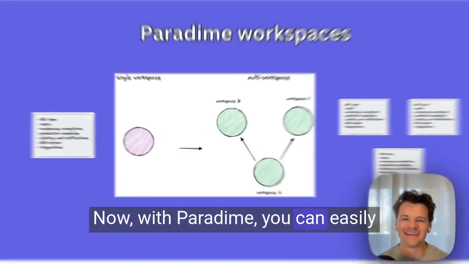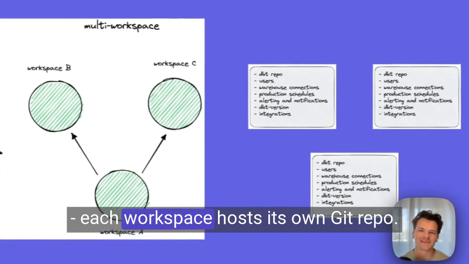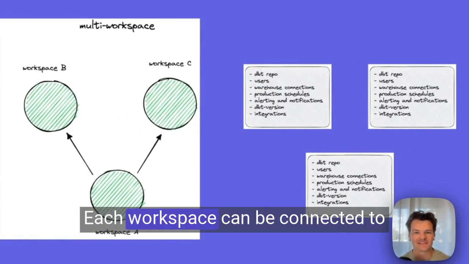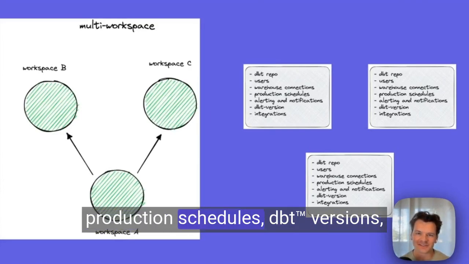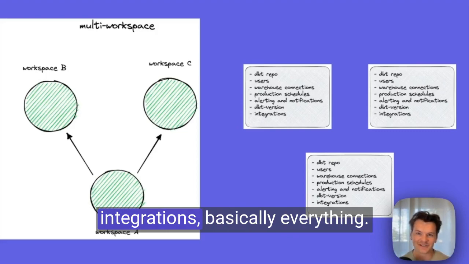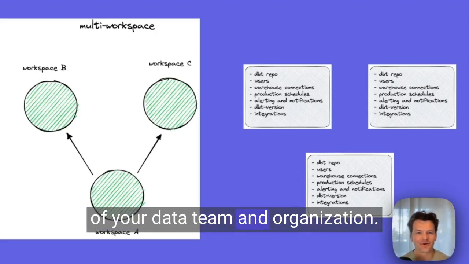Now, with Paradime, you can easily spawn multiple workspaces. And here's the best part. Each workspace hosts its own Git repo. Each workspace can be connected to one or more data warehouses. And each workspace can have its own production schedules, DBT versions, integrations, basically everything. And it's entirely customizable to the needs of your data team and organization.